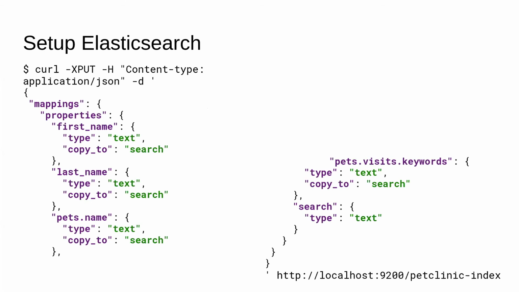The reason to do this is because there are other fields in the data that we will put into Elasticsearch, and we want to avoid searching all fields, for example, addresses or street names and so on. So we'll selectively copy only the fields we are interested in, which means the first name, last name, name of the pet, and description of the visit, or keywords of the visit.